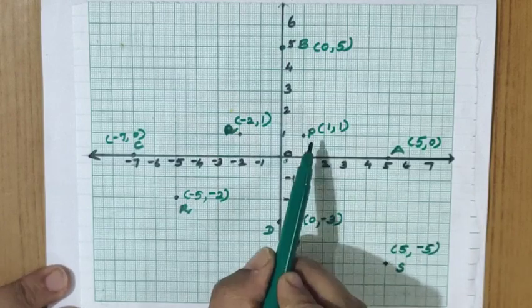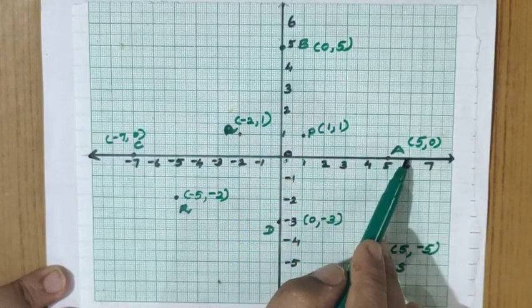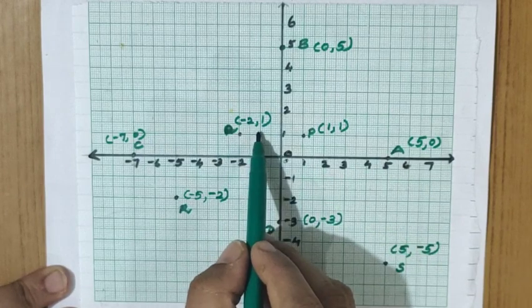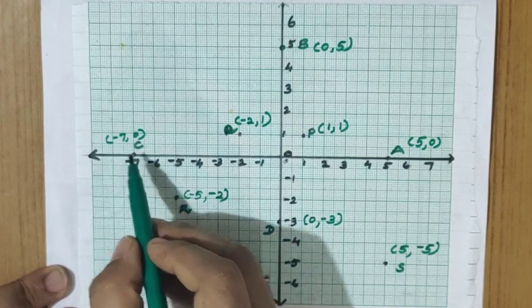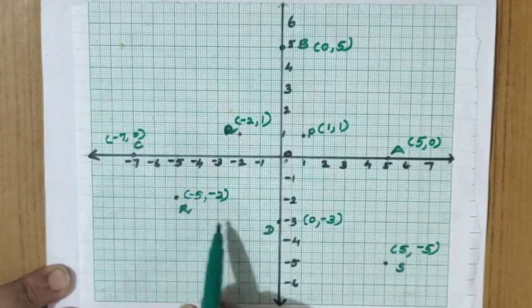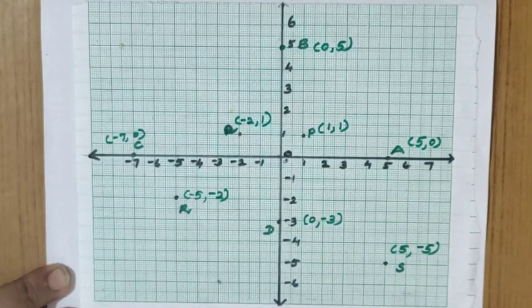So the answer is P 1, comma 1, B 0, comma 5, A 5, comma 0, Q -2, comma 1, and C -7, comma 0, R -5, -2, D 0, comma -3, and S 5, comma -5.